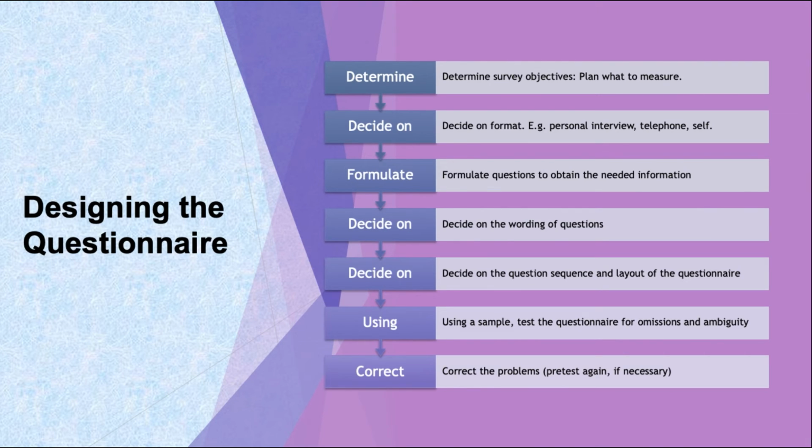So now, after we finish the things that we need to avoid, how do we design questionnaires? The first thing is to determine the survey objective and plan what to measure. As I say, check your objective, your hypothesis, your research question. Then you will understand what type of question you're going to ask. Decide on format: is it personal interview, telephone, self-administered, email? And formulate questions to obtain the needed information that you need to ask.